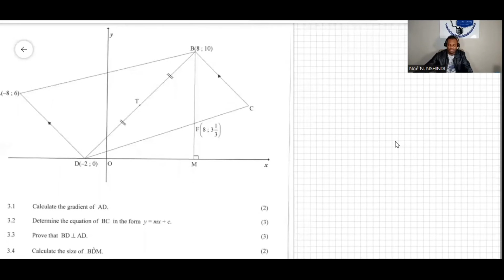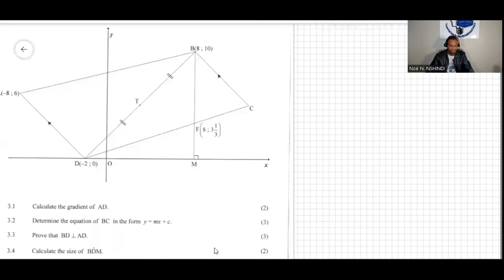Well, now the first question, question 3.1. The question says, calculate the gradient of AD. Okay, I'm going to write the question over here. So we have question 3.1, we want the gradient of AD. So the gradient is given by m. I'm going to say gradient of AD like this. This is what we're looking for.